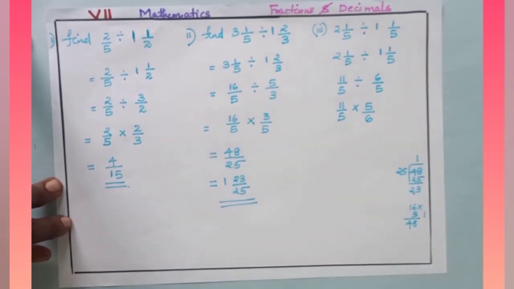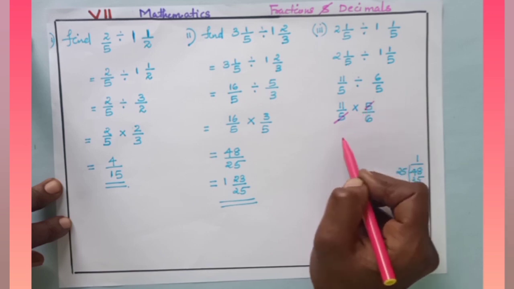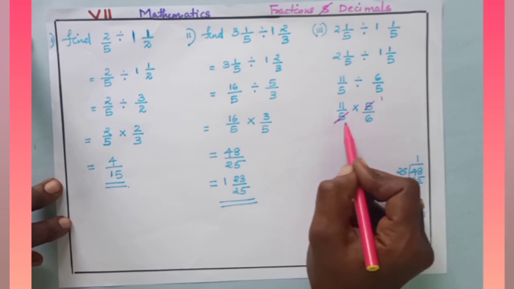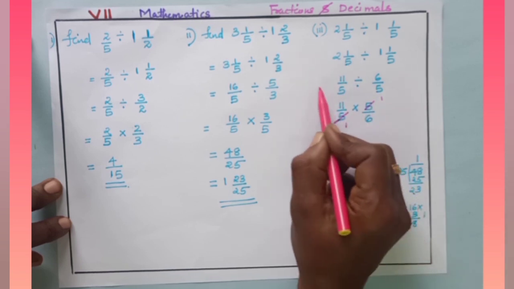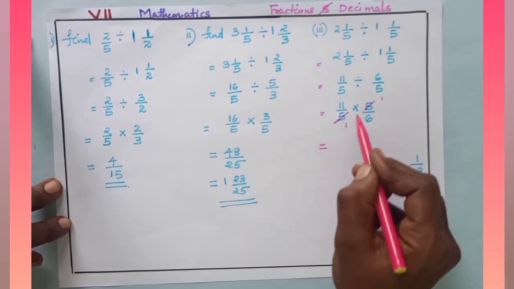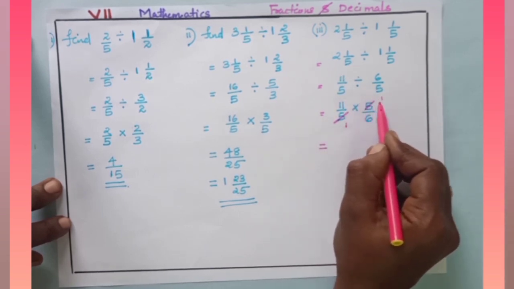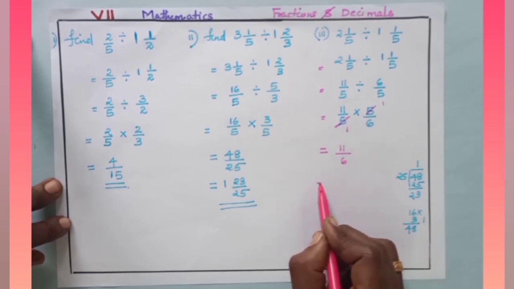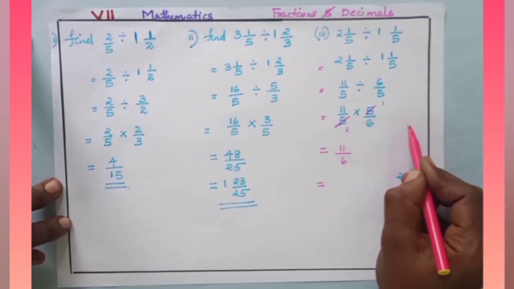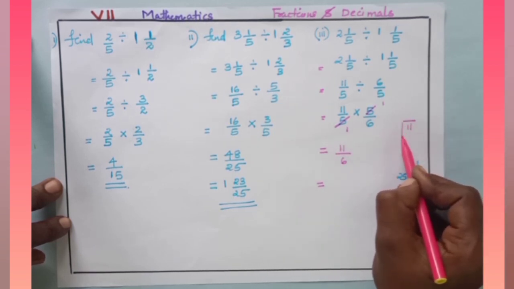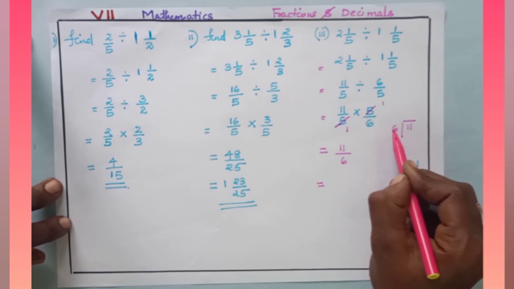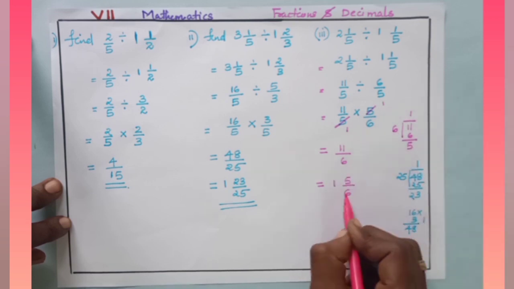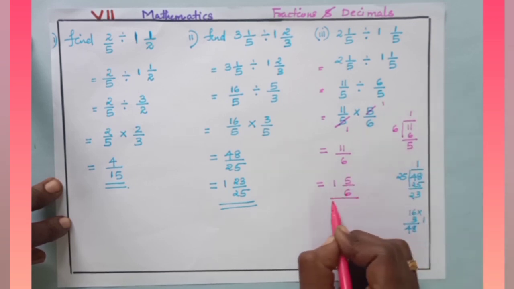Listen here, cancellation is possible. 5 and 5 we can cancel, 1. Next, no cancellation possible here. So multiply the numerators, 11 into 1, 11, by 1 into 6, 6. 11 by 6 is an improper fraction, convert into a mixed fraction. 11 divided by 6: 1 time 6, the balance is 5. 1 and 5 by 6.